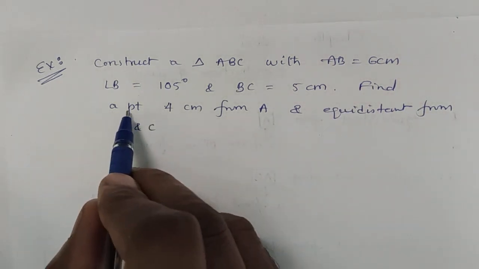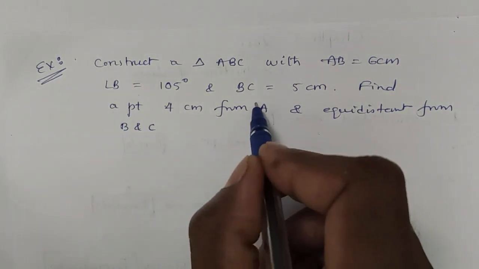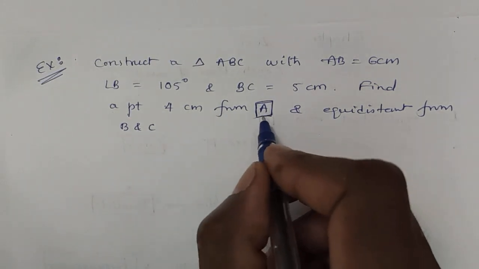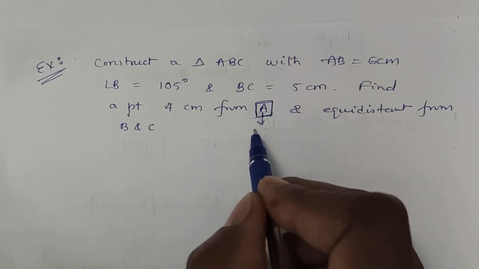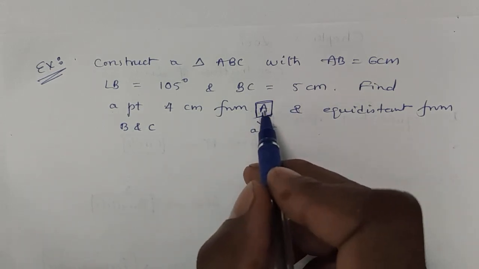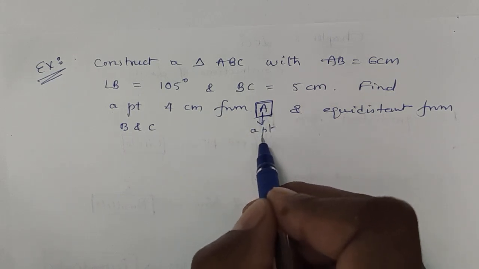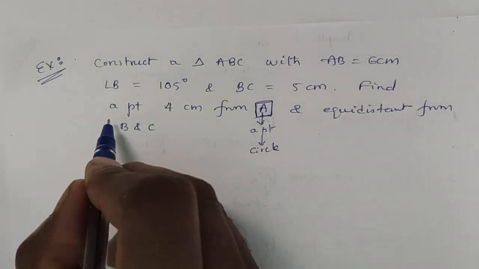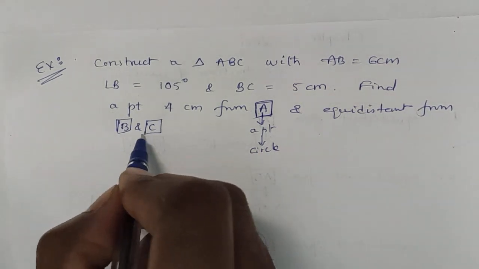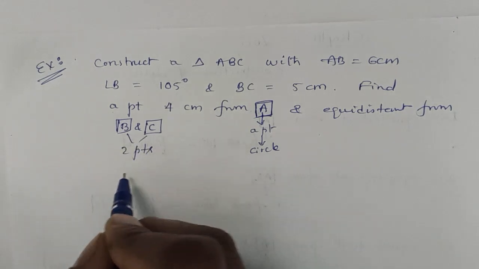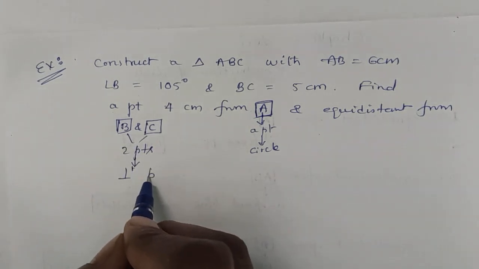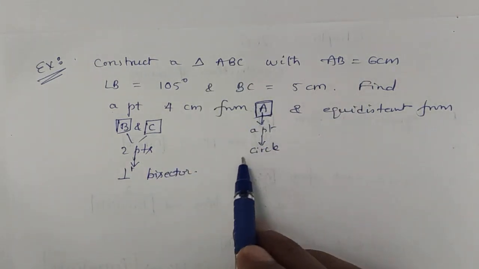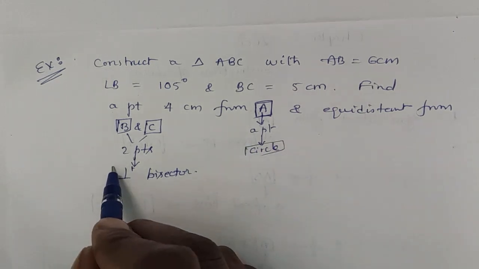The first condition is a point 4 centimeters from A. Note that they have used a single letter, A, so A is a point, whereas AB would be a line. When a point is given, what you have to do is draw a circle. The second condition is equidistant from B and C. B and C mean 2 points, and for 2 points we draw the perpendicular bisector. That means to complete this problem, first the triangle construction, next a circle locus and the perpendicular bisector locus.